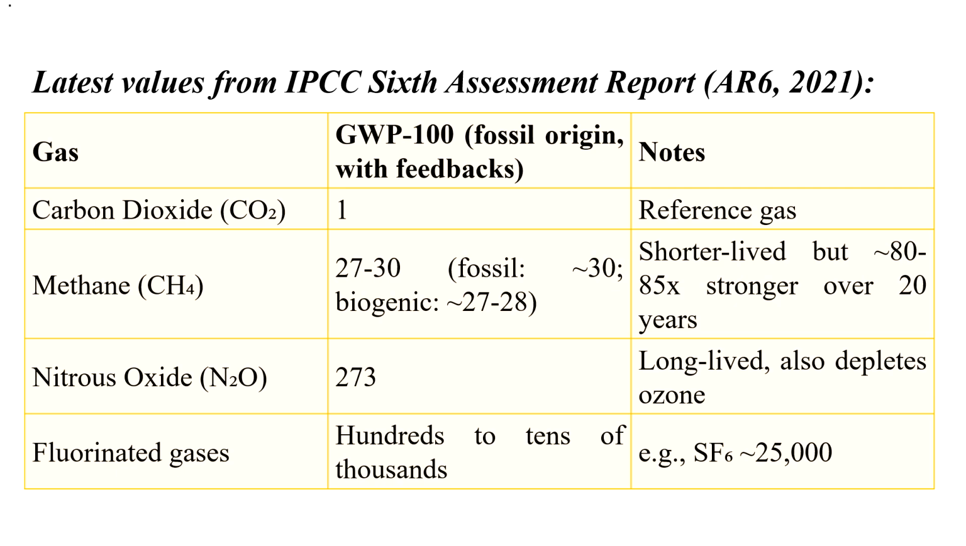For methane, it is 27 to 30. It is shorter lived, but 80 to 85 times stronger over 20 years. Then we have nitrous oxide, which has a 273 in comparison to CO2. It is long lived, and it also has a more depleting effect on ozone.